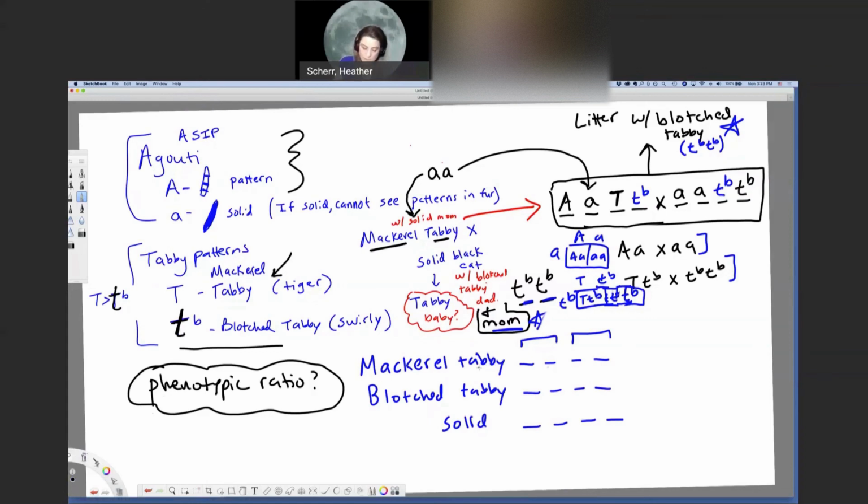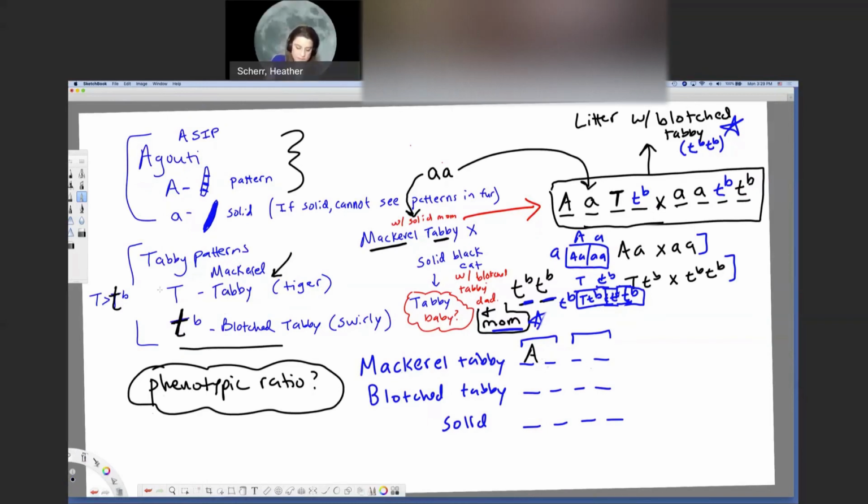So mackerel tabby, we need to know how to get that genotype. How do we get to be a mackerel tabby? What do we need for our agouti? One of the dominant A's. Okay, so we have to have the ability to have a pattern. Yep, big A. And then to be mackerel, we have these options here. One of the dominant T's. A big T and then either another big T or a T little b, doesn't matter. So that's how you get to be a mackerel tabby.